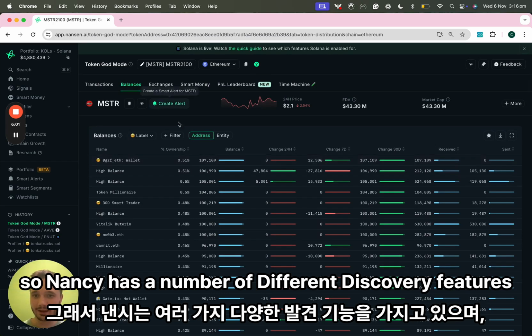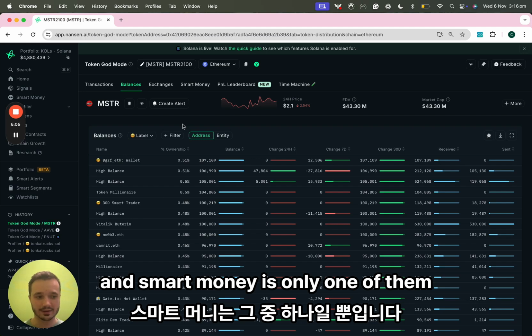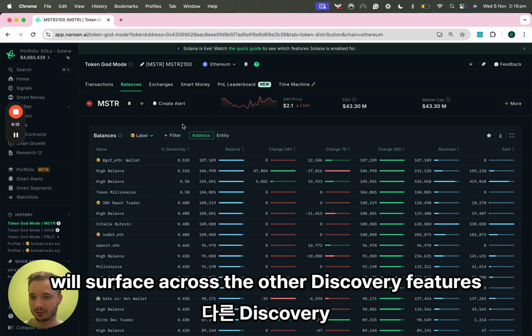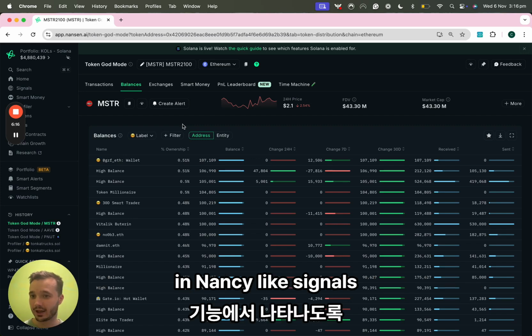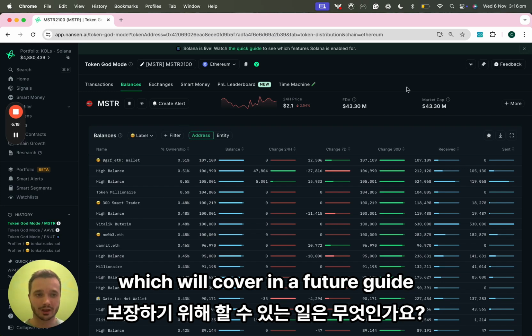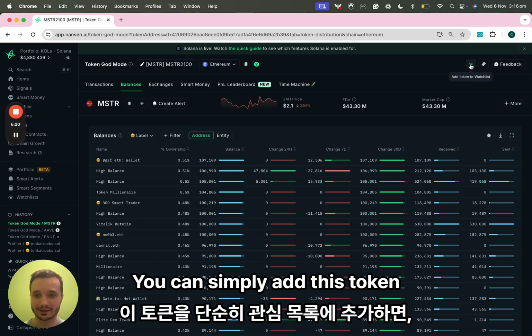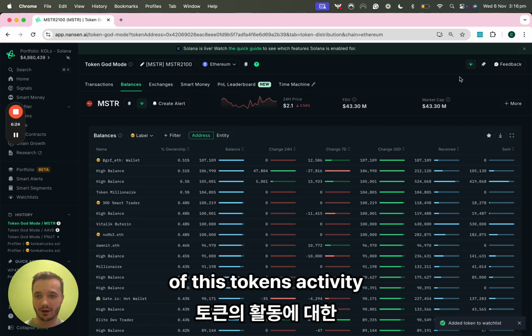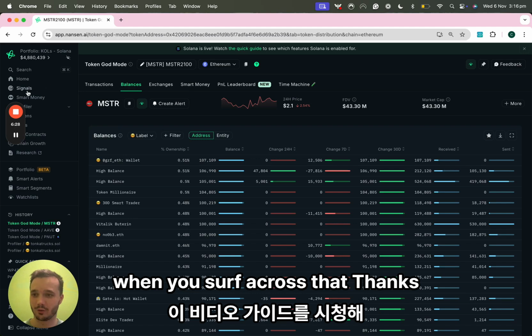So Nansen has a number of different discovery features, and smart money is only one of them. What you can do to ensure that this token will surface across the other discovery features in Nansen, like signals, which we'll cover in a future guide, is simply add this token to your watch list, and you'll start to be alerted of this token's activity in other discovery features when you surf across Nansen.